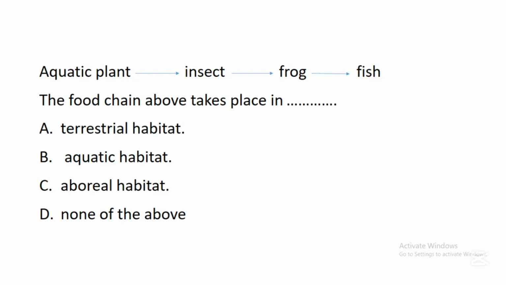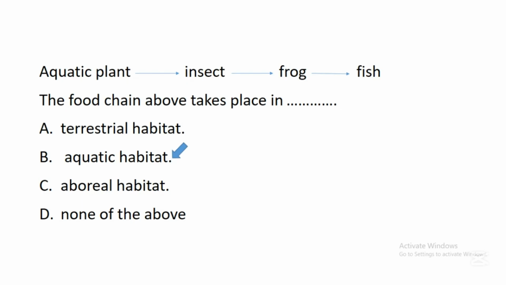The next question says, the food chain above takes place in dash. A. Terrestrial habitats, B. Aquatic habitats, C. Arboreal habitats, D. None of the above. In this question, the correct answer is B. Aquatic habitat. So we can see in this video that the producer is the aquatic plants, and insects feed on them. Some insects feed on these aquatic plants.